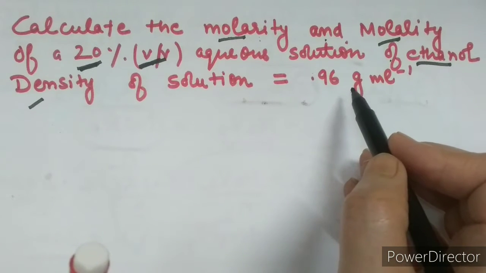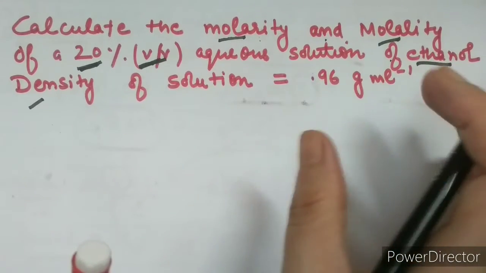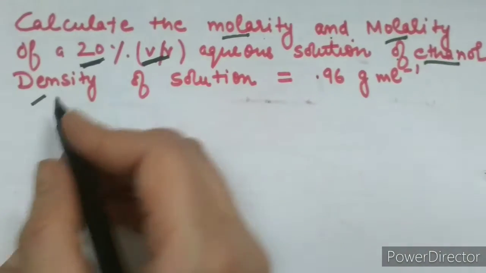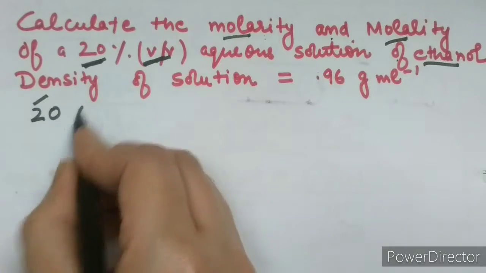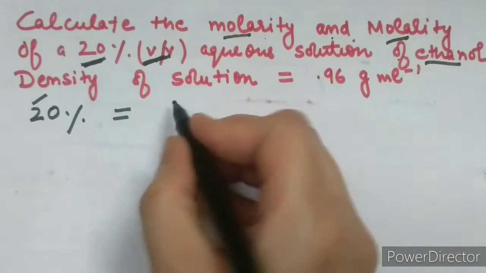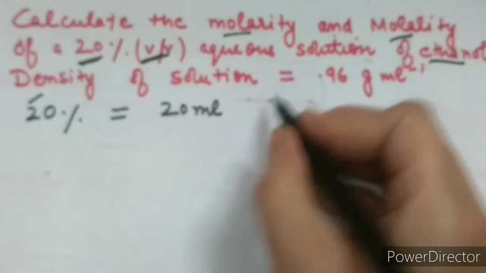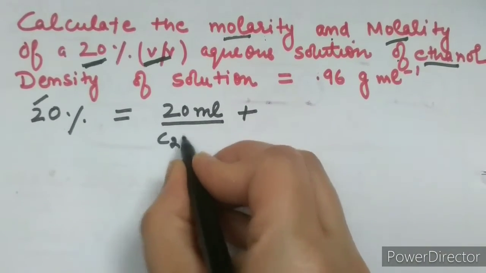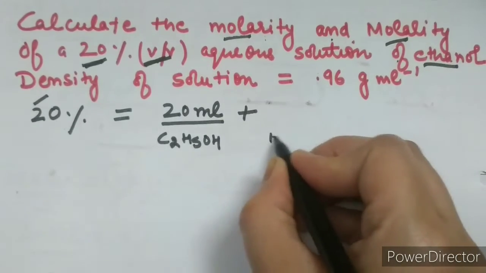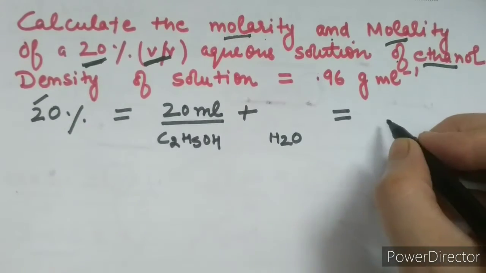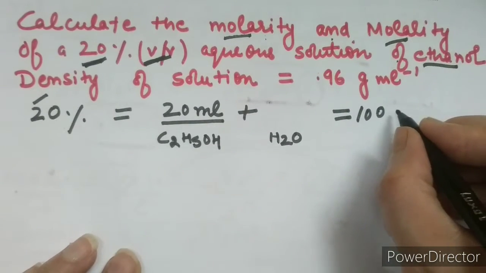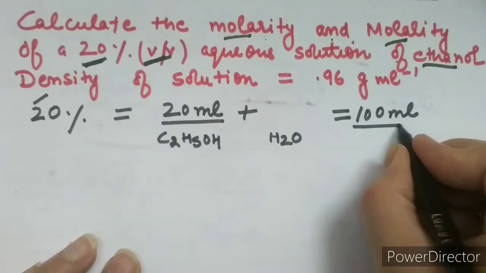So such types of questions are asked both in competitive and theory exams. So let us try to see what maximum information we can derive from this statement. So first of all, what is the meaning of 20%? 20% volume by volume. That means 20 ml of the solute, and solute here is ethanol, C2H5OH, dissolved in water, and we know total is always 100. The percentage total is always 100%. So total solution is always 100 ml.